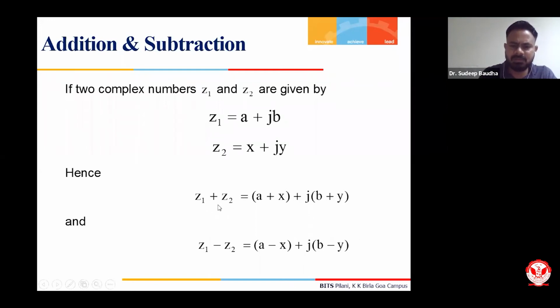Z1 plus Z2 is equivalent to A plus X, where A plus X is the real part of both the numbers, and B plus Y, where B and Y are the imaginary parts of these numbers. Similarly, if I perform the operation Z1 minus Z2, then I get A minus X and B minus Y. So this is how you can perform addition and subtraction of two complex numbers.